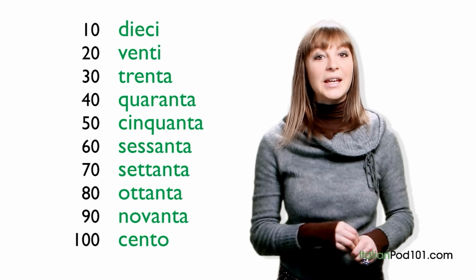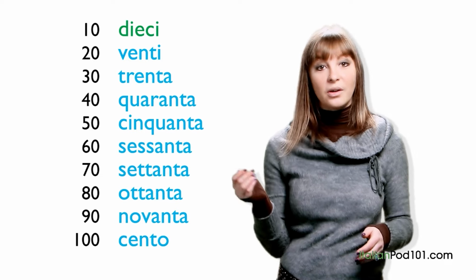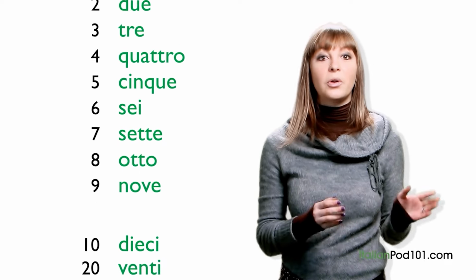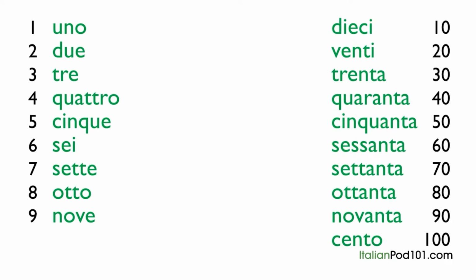Now, be sure to pay attention. Since the numbers 20, 30, 40, and so on, drop the final vowel before 1 and 8, because they both begin with a vowel. For example, 21. Venti, 20. Uno, ventuno. Or 38: trenta, otto, trentotto. After only two lessons, you are now able to count to 100 in Italian.